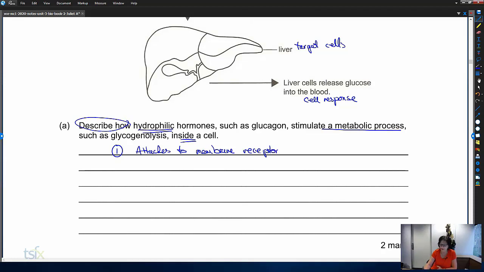You can do this on the liver cells as it is unable to cross the membrane, because it is water soluble. So that's the first step. We've got the reception. Second step, we're going to talk about the secondary messengers being activated, because that is the unique thing about water soluble signal molecules.